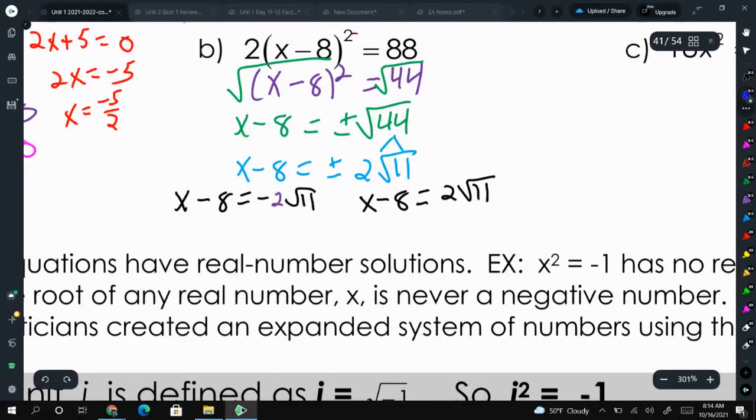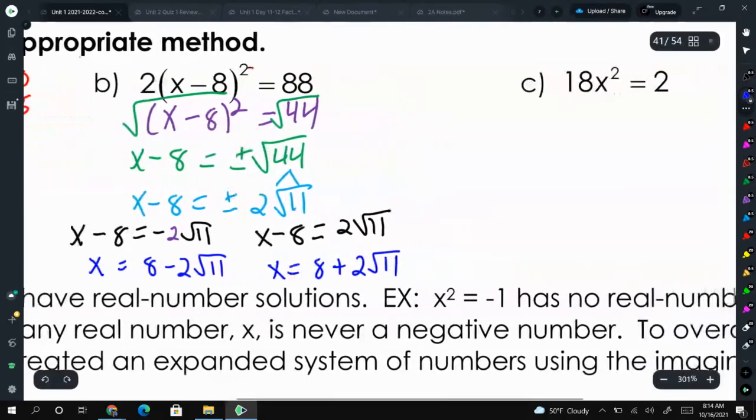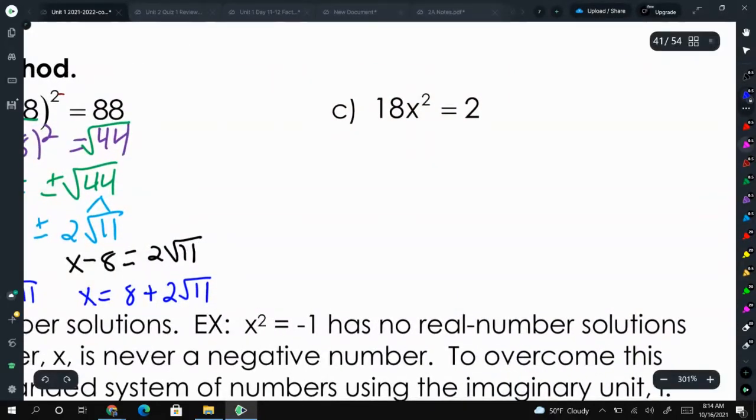And then when we add 8 to both sides, x equals 8 minus 2 square root of 11. x equals 8 plus 2 times the square root of 11. So those would be our two solutions. And again, it was more efficient to do it this way because we have this x minus 8 in parentheses squared.